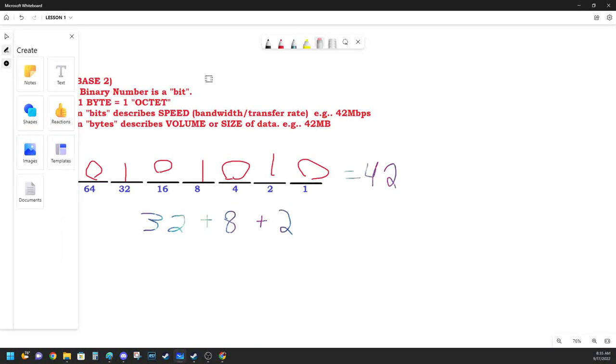All right, let's go ahead and try a little bit of practice here. What is this in binary? What number is this? If I had the extra zero there. I'm 36.